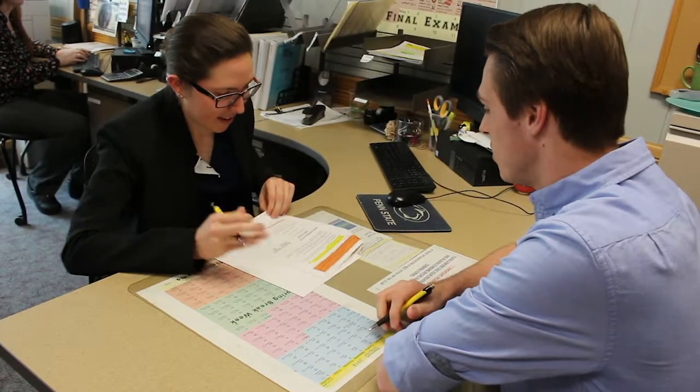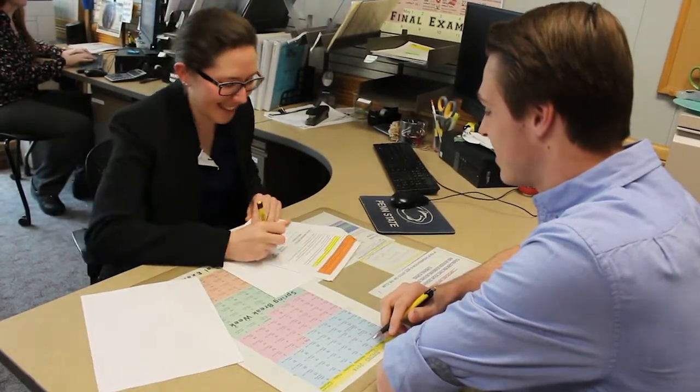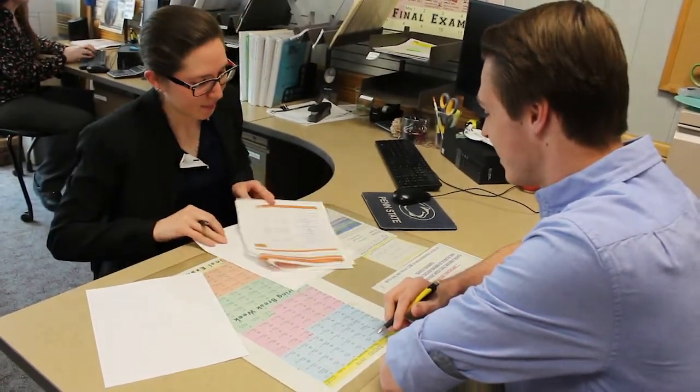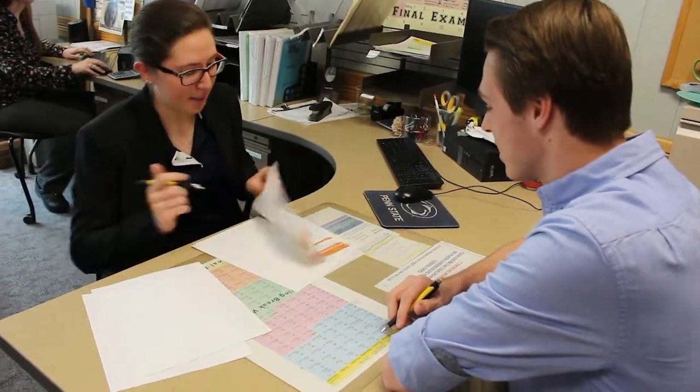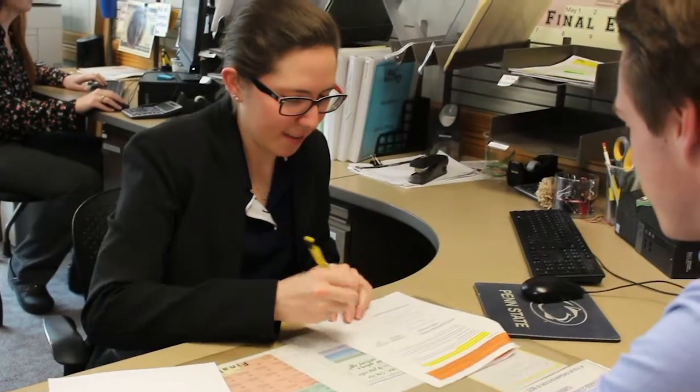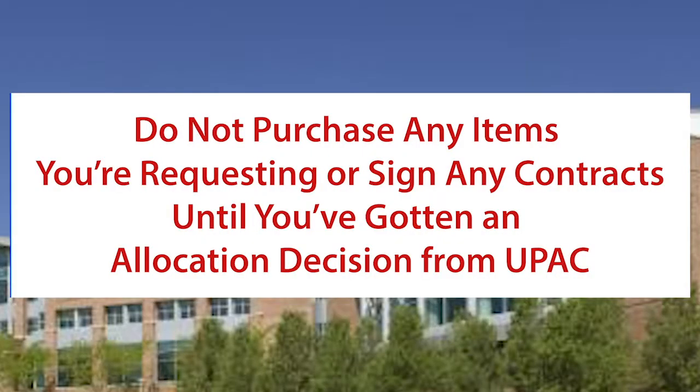Once you've completely filled out your budget request form and gathered all of your supporting materials, stop by the UPAC office to submit your request. When you come in, one of our committee members will sit down with you to make sure the request is complete, sign your budget in, and place it in our review queue. Please remember not to purchase any items you're requesting or sign any contracts until you've gotten an allocation decision from UPAC. Doing so could put the funding of those items in jeopardy.